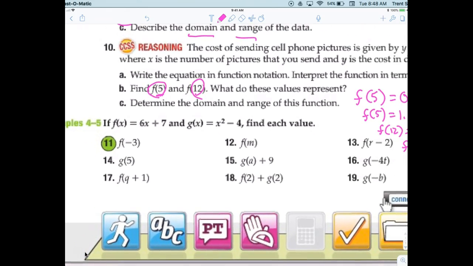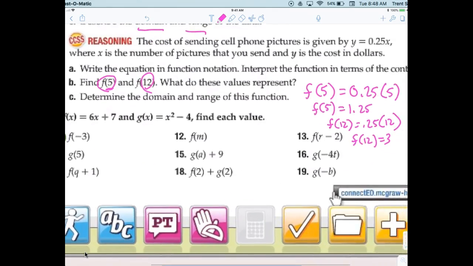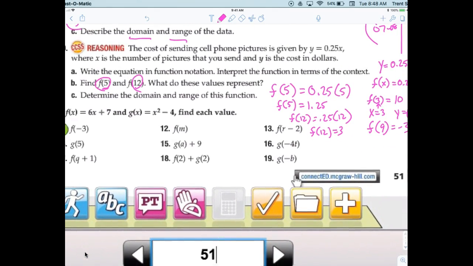All right, does anybody have any questions? What? So you just divide 0.25. Right, because 0.25, listen to me, 0.25 is the same as 1/4, right? So 1/4 of 12 is just 12 divided by 4. Good on this? All right.